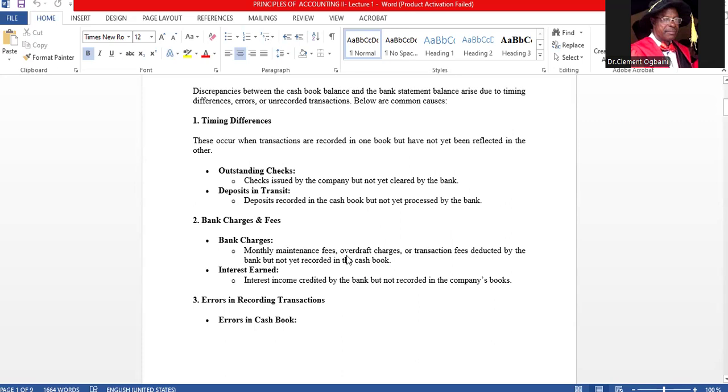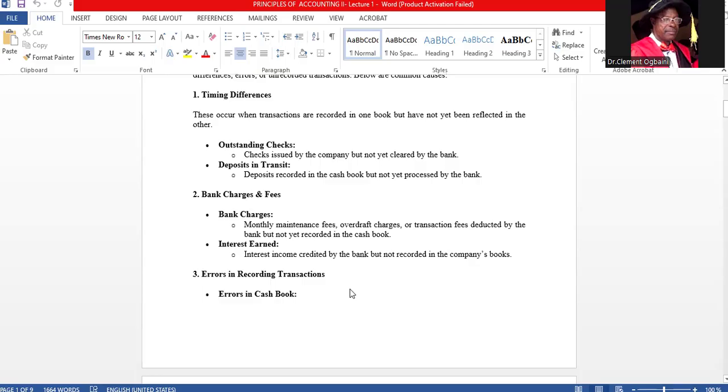And also, there could be interest that you earn. Maybe you have money in your account, and at the end of the month, the bank can decide to pay you interest, and it's added to your bank account. Your balance will increase if the bank pays you interest. On the other hand, if you have an overdraft or a loan, the bank can charge you interest, so it can reduce what you thought was supposed to be your balance.